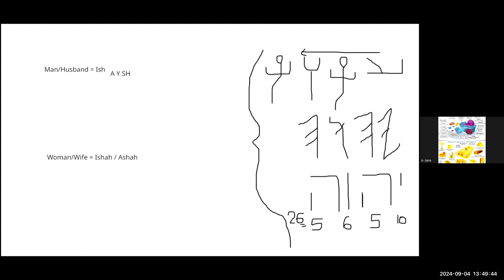For the woman, wife, again we have the Aleph, or the A in English. And then we would have the SH, the Sheen sound, the Sh sound. And then the letter H, which is a Hey. Just for the sake of confusion, I'm just going to put that there.